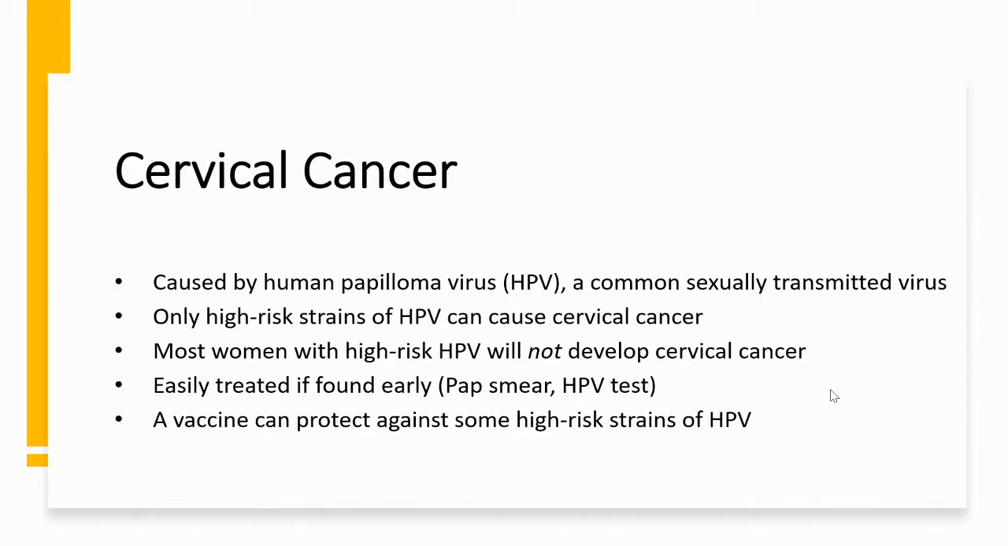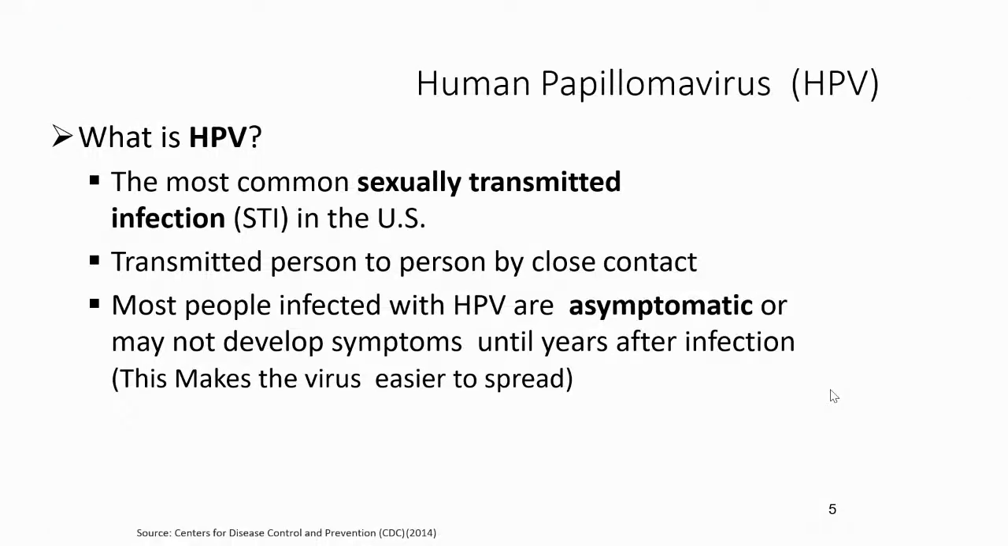It's easily treated if found early, and again, you find it early through pap smears and having the HPV test. And as I mentioned, the vaccine can protect against some high-risk strains of HPV. Let's talk a little bit about what HPV is. It's the most common sexually transmitted infection in the United States.